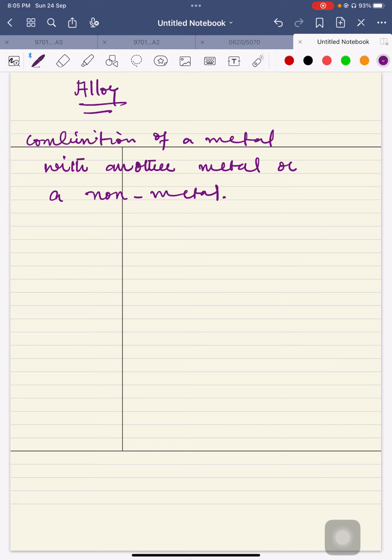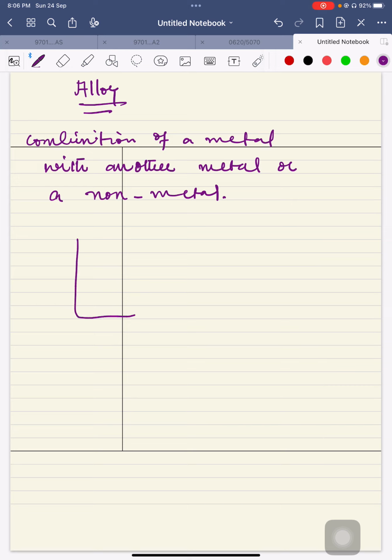Basically, in alloy formation, no chemical reaction is happening. So be careful about that. An alloy does not have any formula, because an alloy is not a compound. An alloy is a mixture in which a specific ratio of the components can be mixed with each other to achieve specific abilities, to achieve specific properties. Now, what is an alloy, first of all?